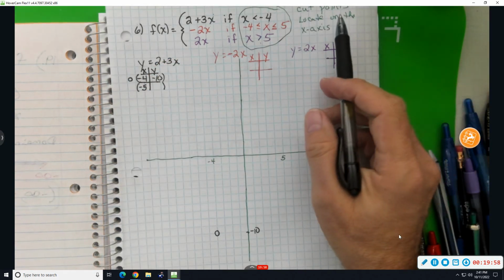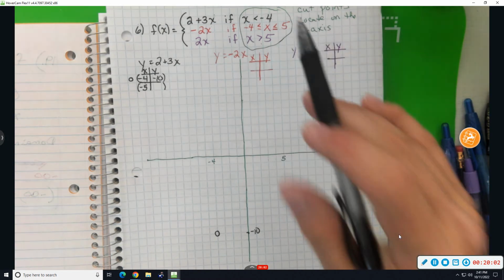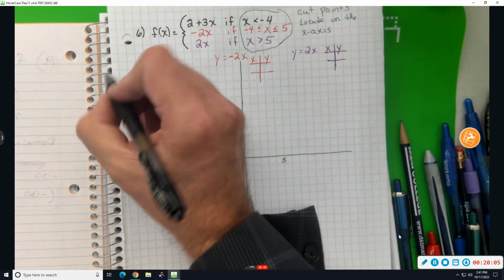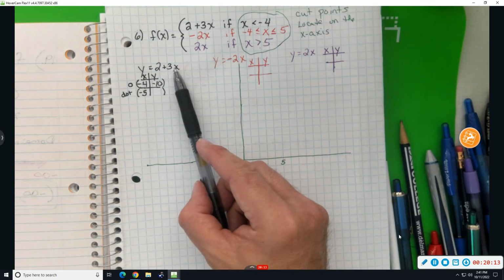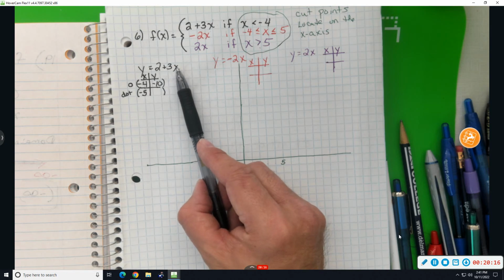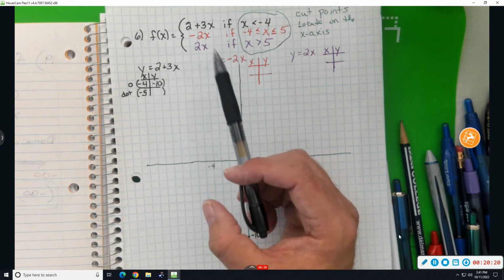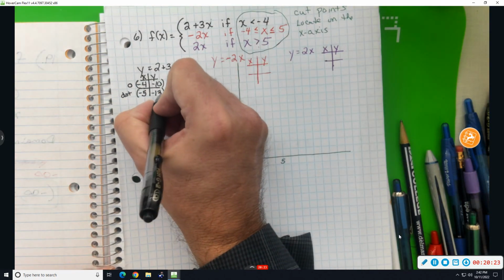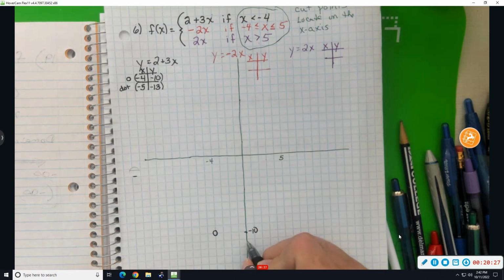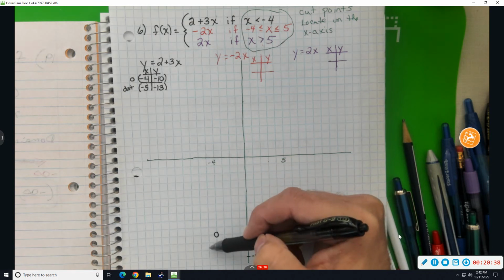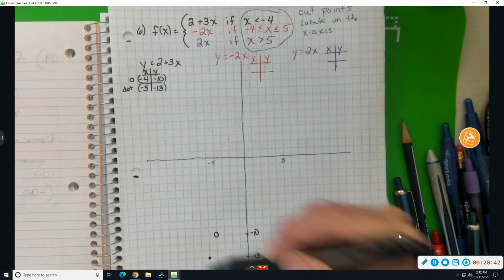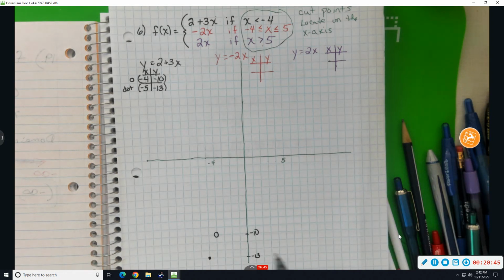Now, the cut points are where you have open and closed circles. Everywhere else it'll just be a dot, which looks like a closed circle, doesn't it? Dot. So when I plug -5 in for x, 3 times -5 is -15. So it would be 2 plus -15, is that -13? Yeah. So we go left 5, like 11, 12, 13. So left 5, down 13, just like that. And now I'm going to connect the open circle and the dot.